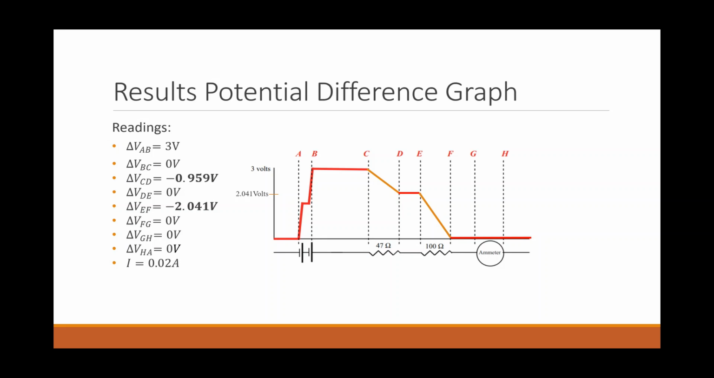This is my potential difference graph I got from modeling the potential difference drop across each element in the circuit. You can see here that the main drops occurred over the resistors. The potential difference drop for the 100 ohm resistor was the greatest. This is because this element had the greatest resistance.